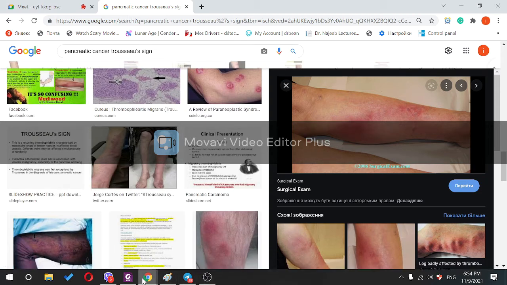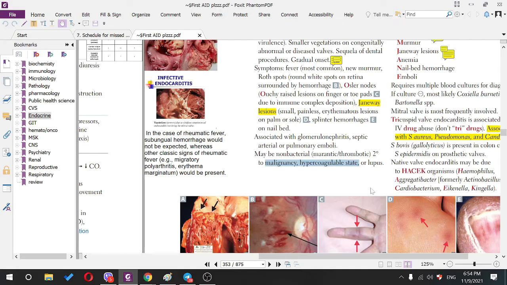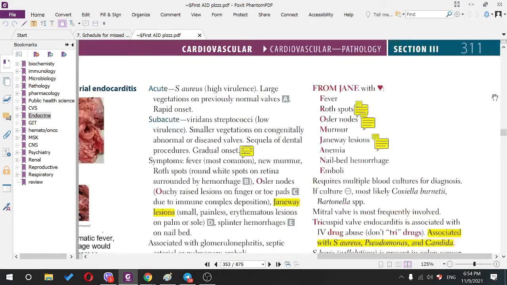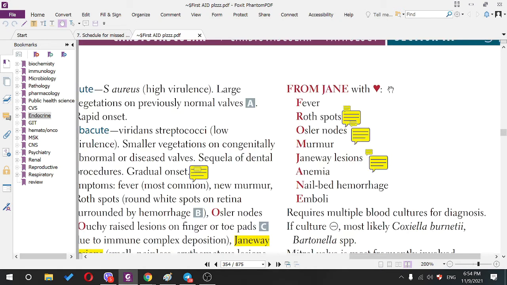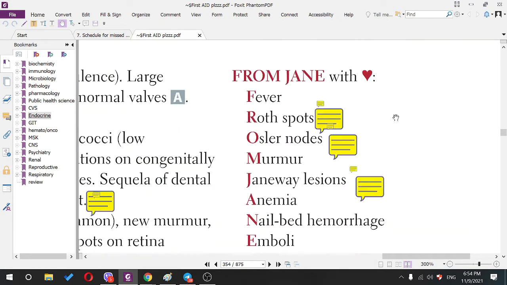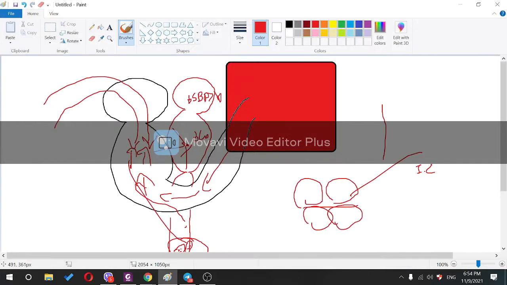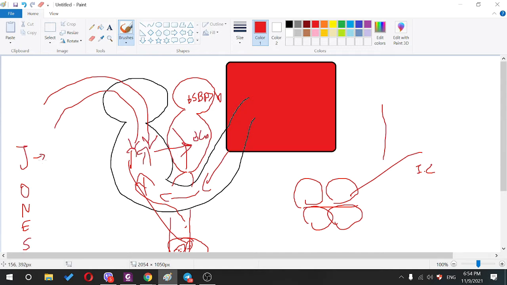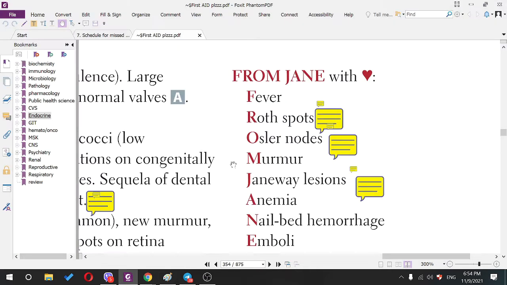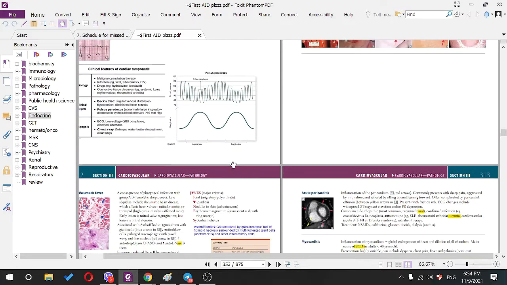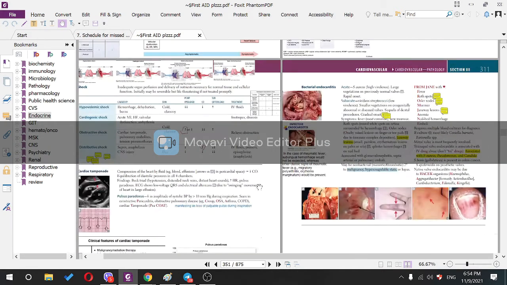Good. So the next thing here we have Jane with love. Well, I remember back in that time we had Jones as the mnemonic. It was something like this: Jones, J-O-N-E-S. J for joint, so that was the arthritis. Okay. O, that was the heart. But wait a sec. I made a mistake. Jones is for rheumatic fever.